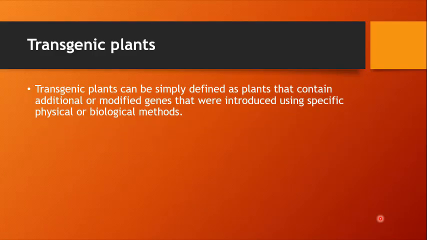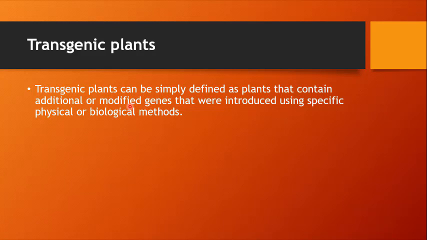So what are transgenic plants? First of all we are going to define them. Transgenic plants can be simply defined as plants that contain additional or modified genes. Remember we have a natural genome of all the plants like all the other organisms, all the genes which are naturally present in those plants. Now if we are adding an additional gene, a gene from another species or another plant, or we are modifying the naturally found gene, both of these are transgenic plants.